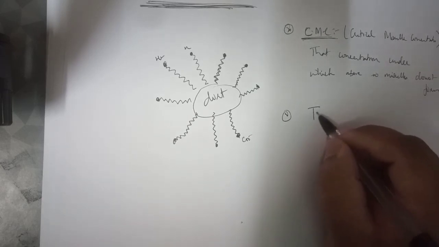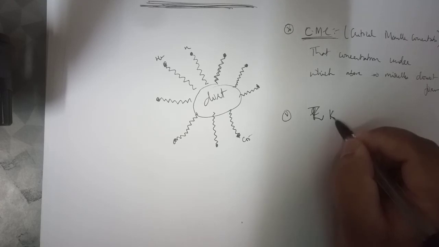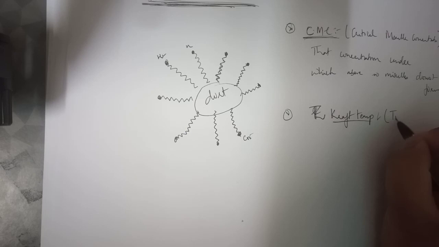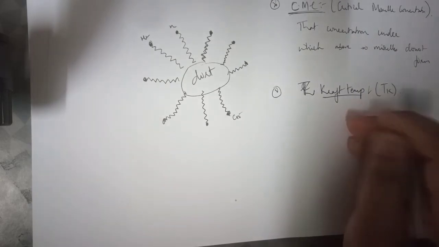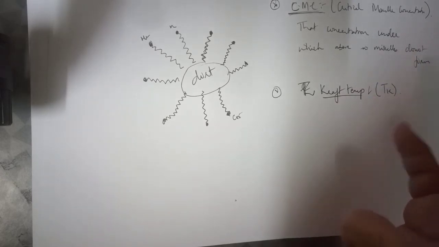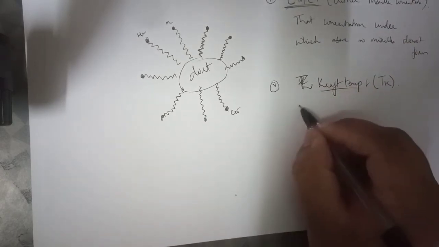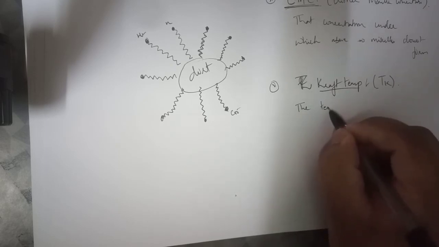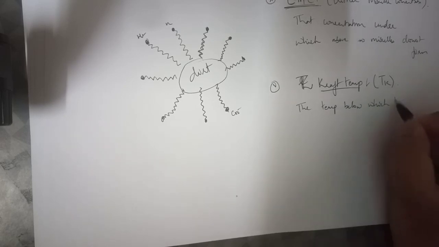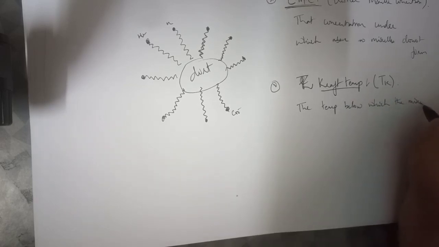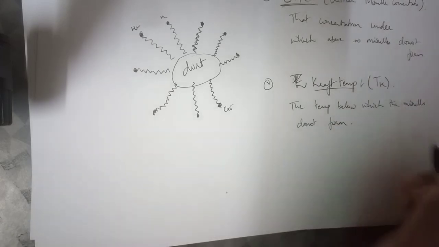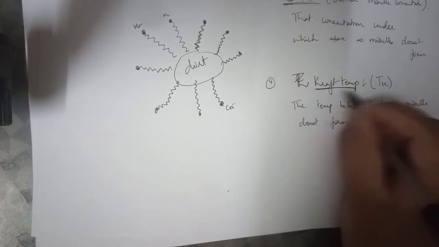And not only that, there is also another term, that is Kraft temperature. It is represented by TK. It is that temperature below which there is no micelle formation, the temperature below which the micelles do not form. That particular temperature is called the Kraft temperature.